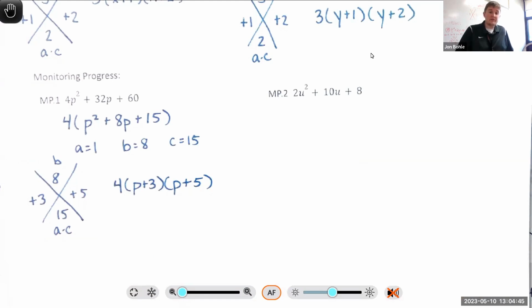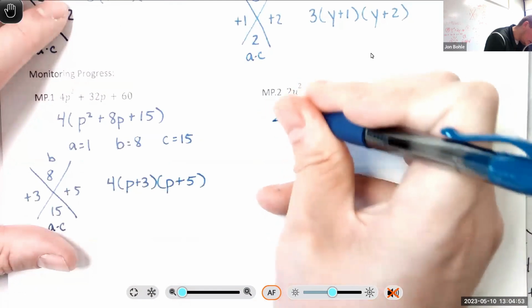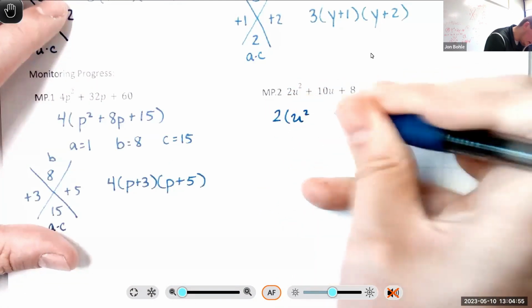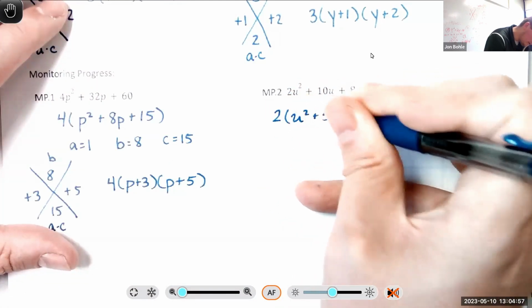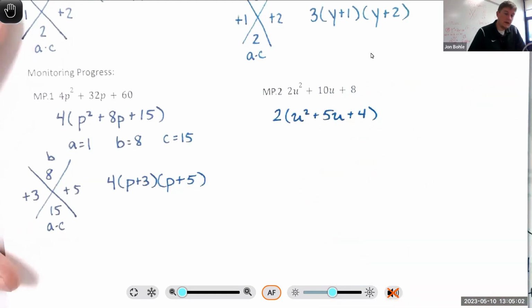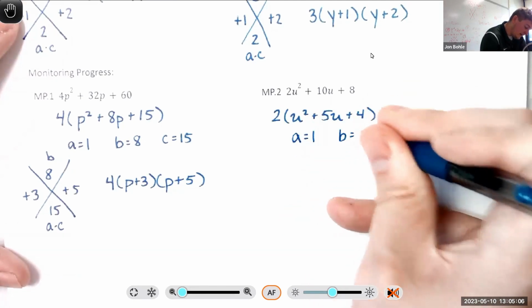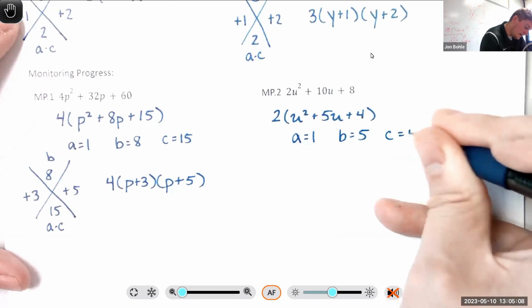Okay, on monitoring progress 2, you've got to check for common numbers that divide out of everything again. You do a little bit of work and you're going to find that a 2 divides out of everything. So I'm going to divide a 2 out of this and I'm left with u squared plus 5u plus 4. Then my A value is 1, B value 5, C value 4.